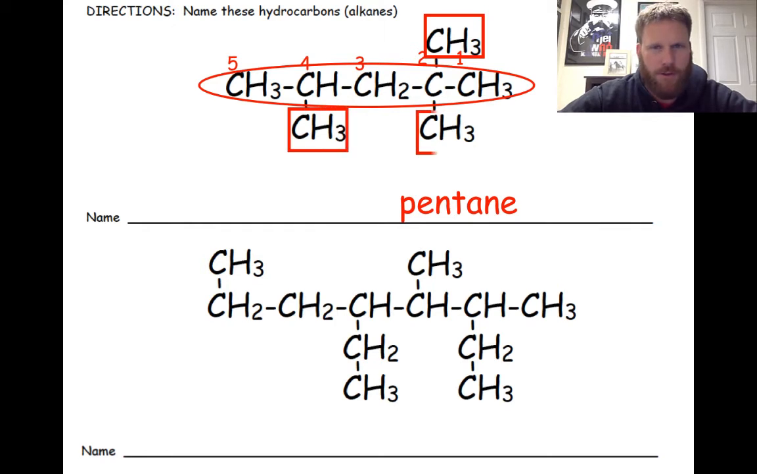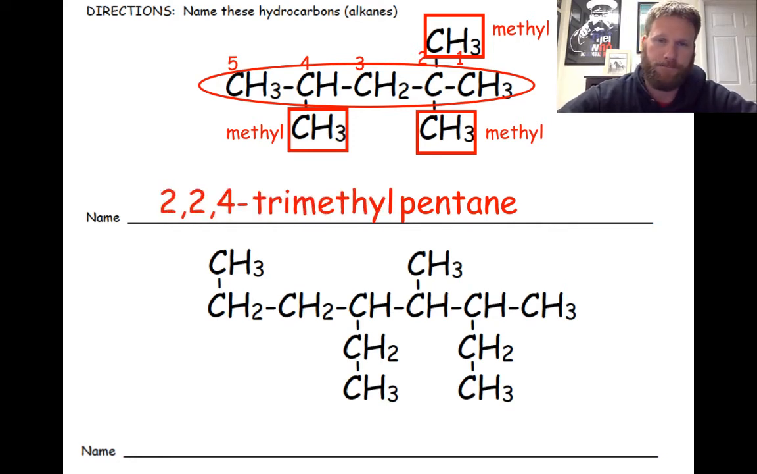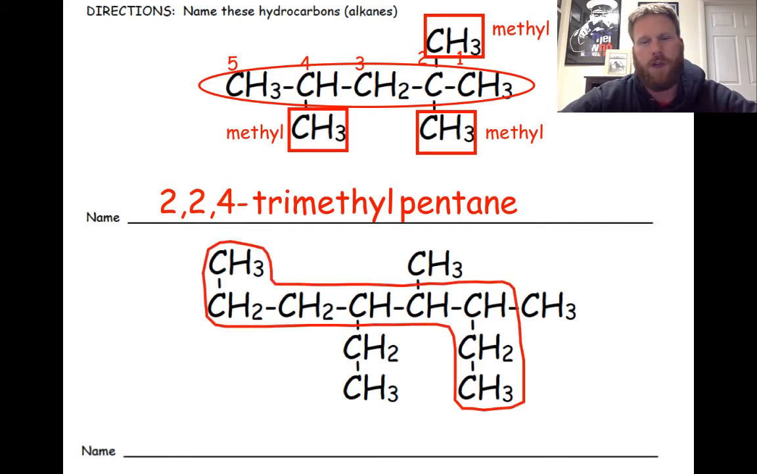All of these are methyls. So we have 3 methyls this time. So our prefix is going to change to tri, but we got to say where they're at. So it's 2,2,4-trimethylpentane. On this next example, finding the longest hydrocarbon chain might be a little trickier. It is right here. Always find the longest hydrocarbon chain, whatever it takes.